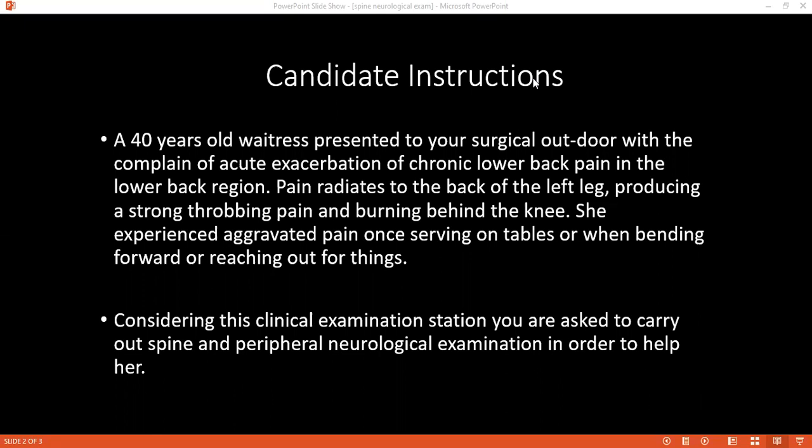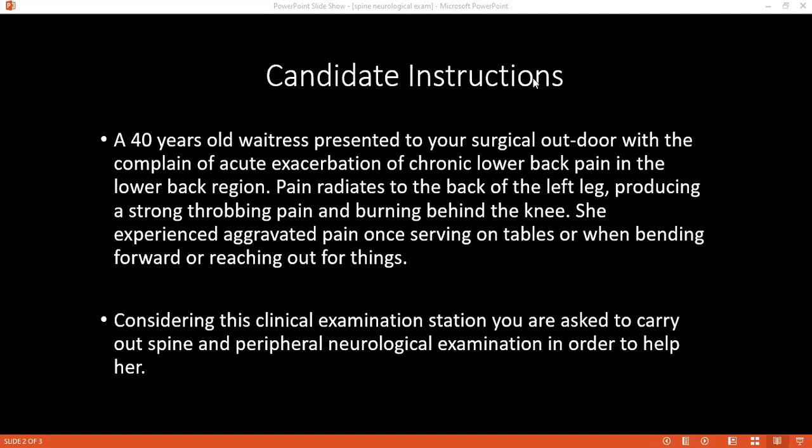I will inspect the patient from the front, from the side, and from the back. From the front, I will look for any shoulder asymmetry, any list. From the side, I will look for the curvature of the normal spine, like cervical lordosis, thoracic kyphosis, and lumbar lordosis. And posteriorly, I will look for asymmetry, wasting, any abnormal hair patch, any scar mark.